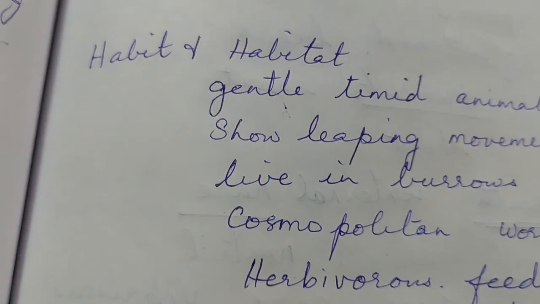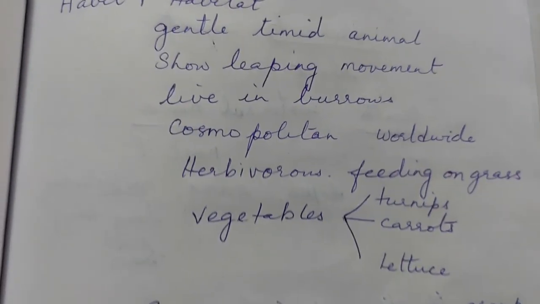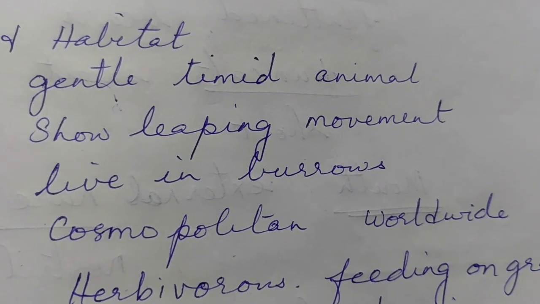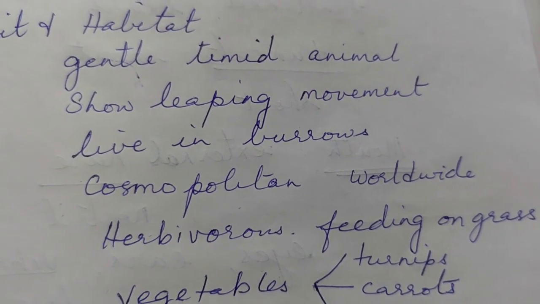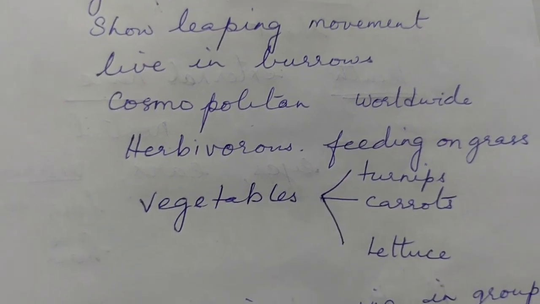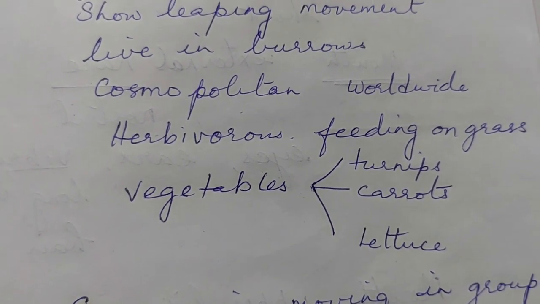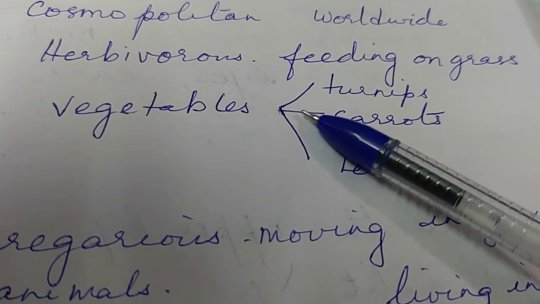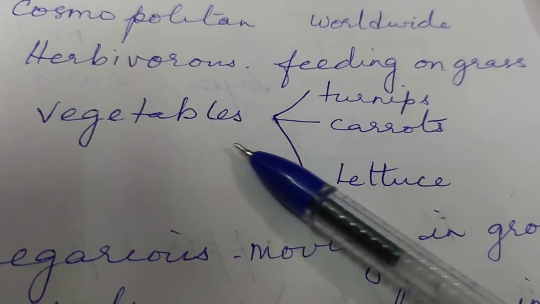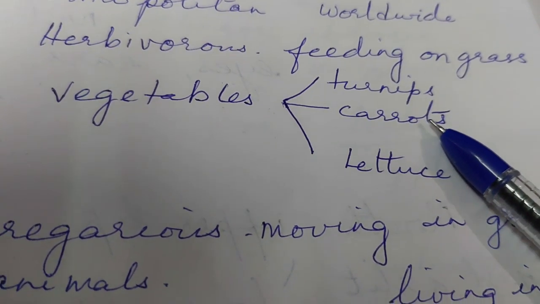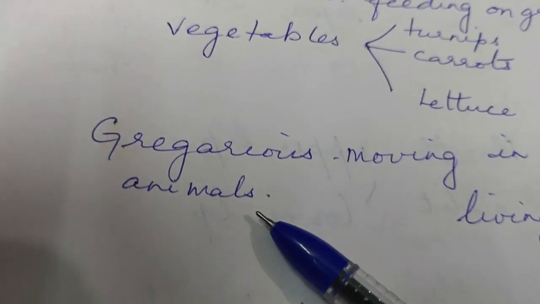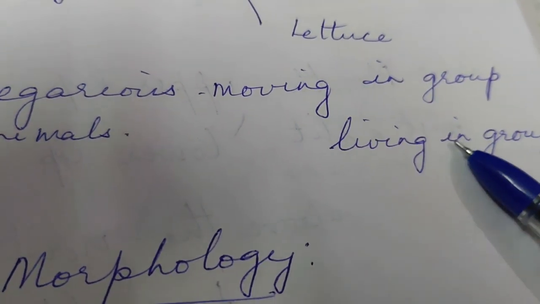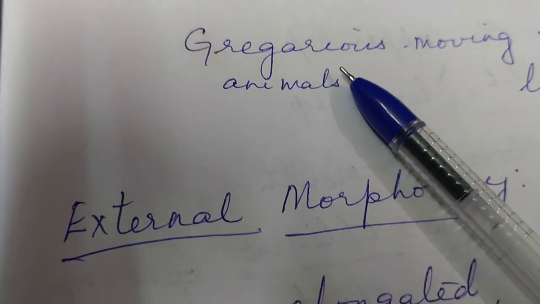Coming to habit and habitat of rabbit. There is no one who doesn't like a rabbit. The rabbit is beautiful and peaceful, very gentle, timid animal. It shows a leaping movement, it hops along beautifully. It lives in burrows, in holes. And it is cosmopolitan, it lives worldwide. It is a herbivorous animal feeding on grass, vegetables, purely vegetarian, feeds on turnips, carrots, lettuce. And it is a gregarious animal. What is a gregarious animal? It moves in group and they live in group, children. So that is why it is called a gregarious animal.